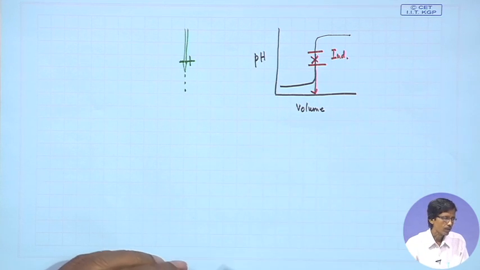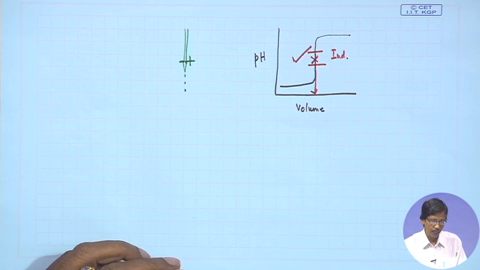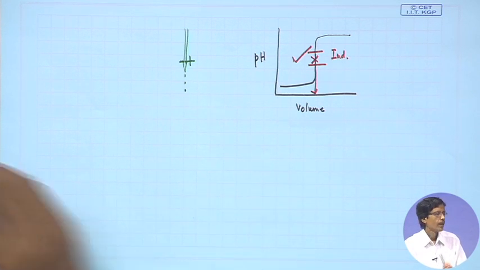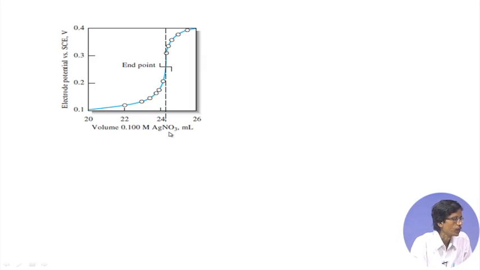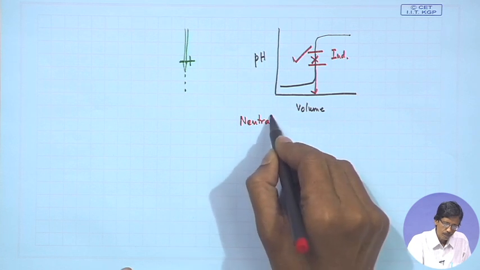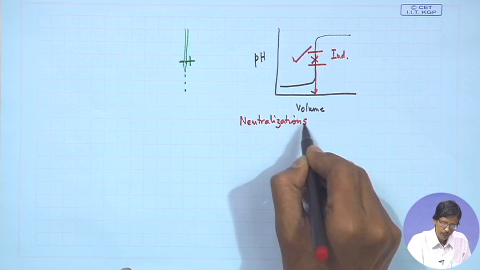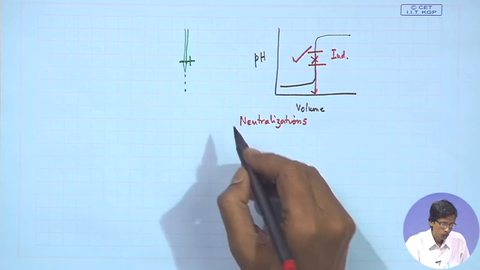So, it can be silver nitrate and all these things, and we will try to detect this point as the corresponding one. If it is a precipitation titration, the plot is also the same. So, the resemblance of the plot is the same as for neutralization reactions.